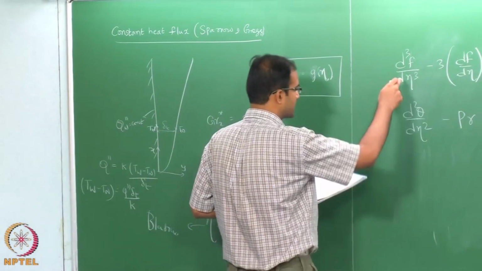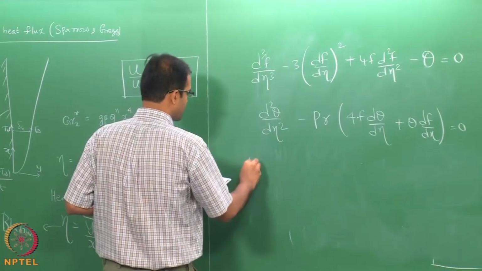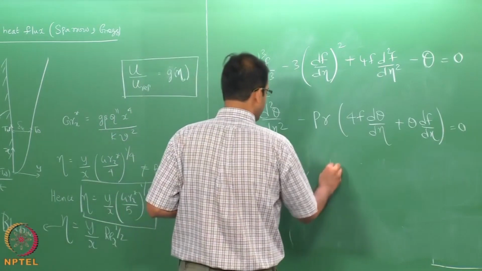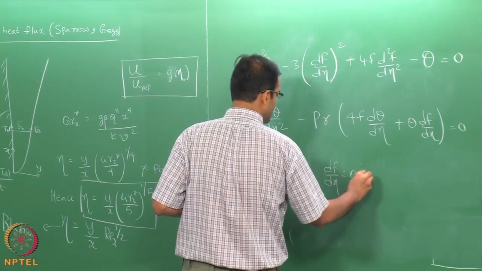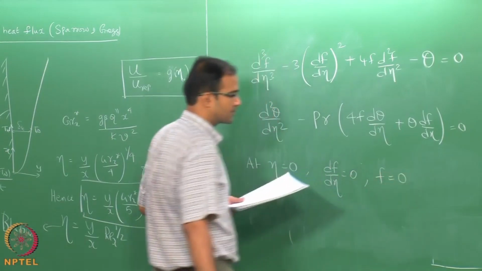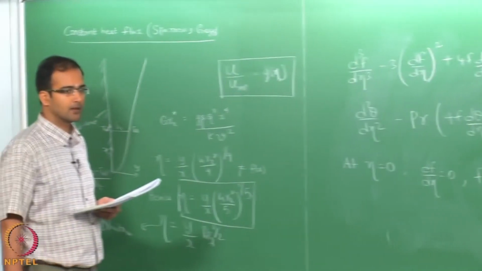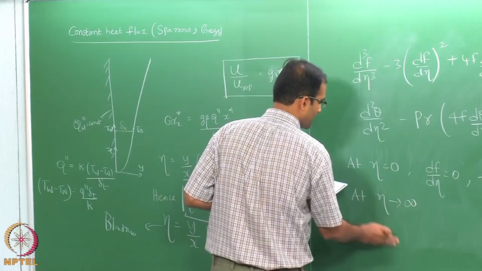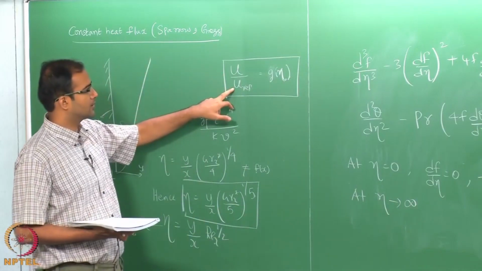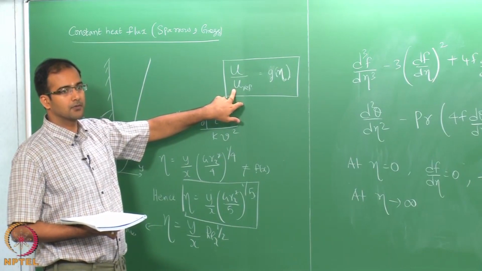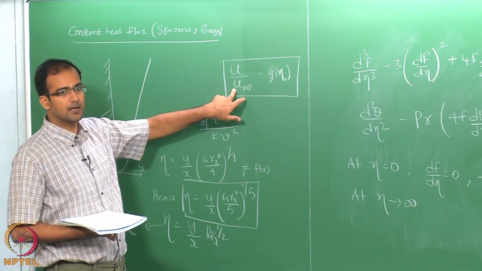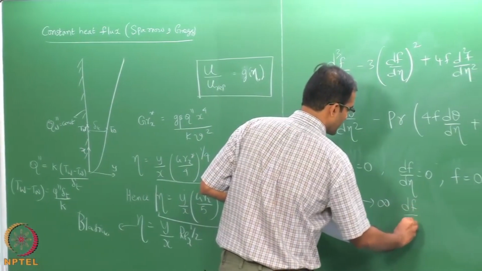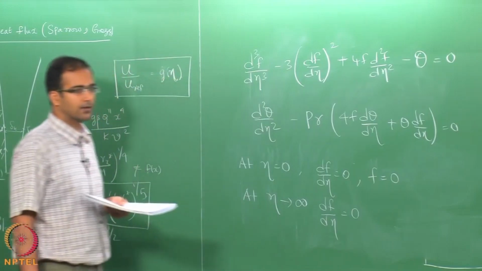We know that the set of flow boundary conditions satisfy that at y equal to 0, that is at eta equal to 0, both u and v are 0, which indicates that df by d eta is equal to 0 and also f is equal to 0. And at eta going to infinity, what should happen? U should approach u 0. Okay. So, it is not like your Blasius case. So, your df by d eta should also be 0 at eta going to infinity.